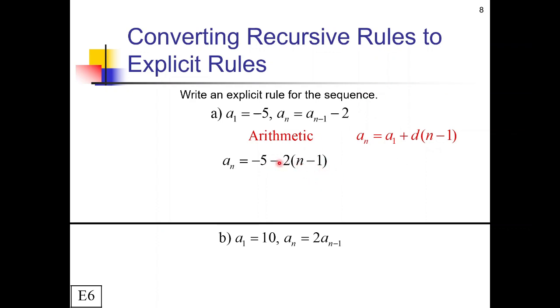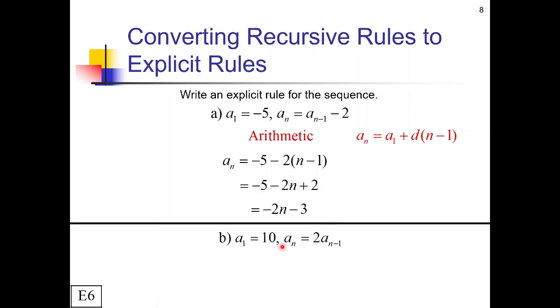Now remember, you do need to simplify this. So this is going to be negative 5 minus 2n plus 2. And then negative 5 and 2 gives us negative 3. So negative 2n minus 3. All right, so that's our arithmetic rule.